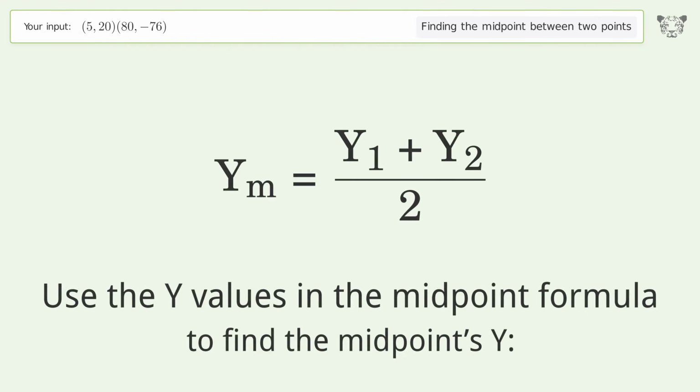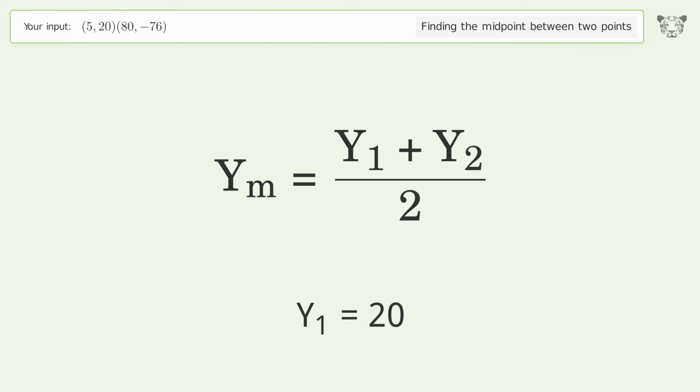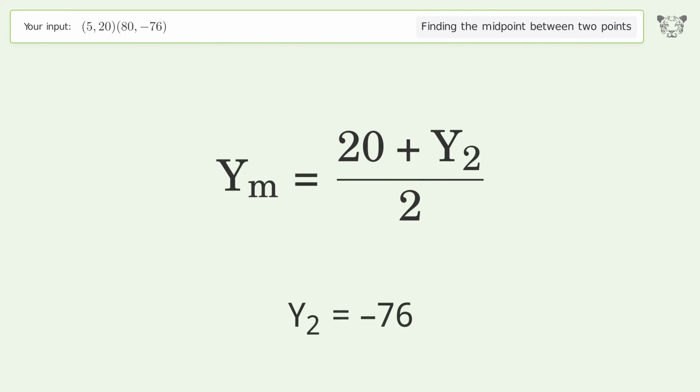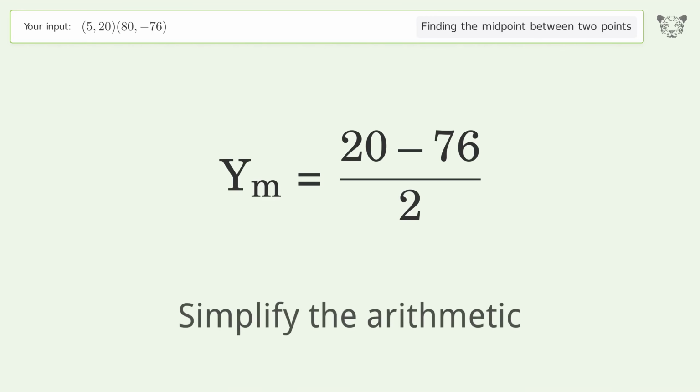Use the y values in the midpoint formula to find the midpoint's y. y1 equals 20. y2 equals negative 76. Simplify the arithmetic.